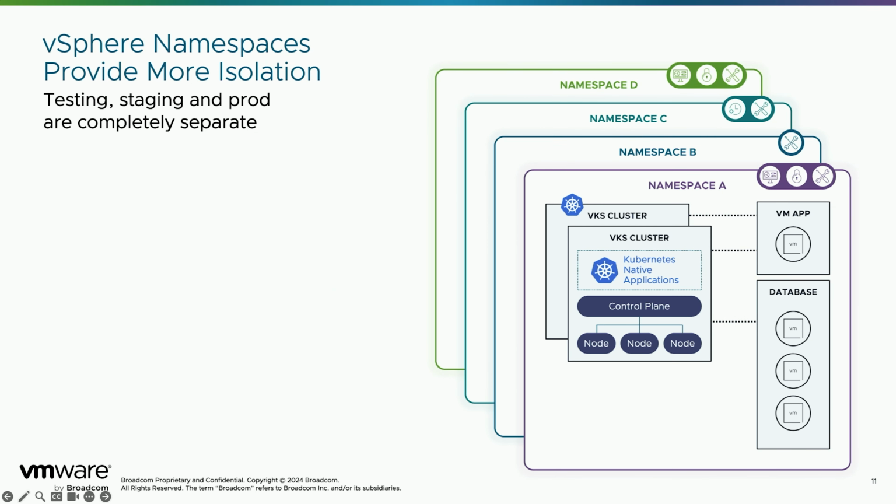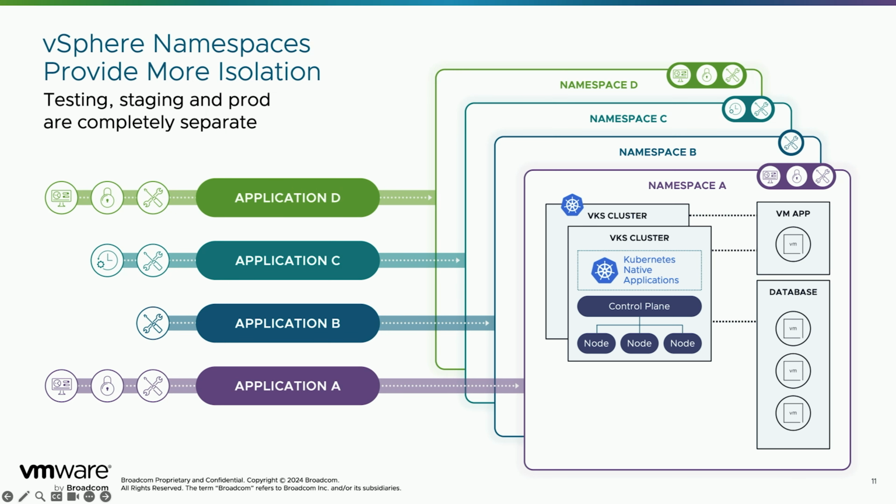And this is all for providing isolation between those environments. So whether we want to split up those namespaces into prod, dev, staging, or if we want to allocate a namespace to separate projects, however we want to carve that up, vSphere namespaces is the construct that allows us to do that separation.